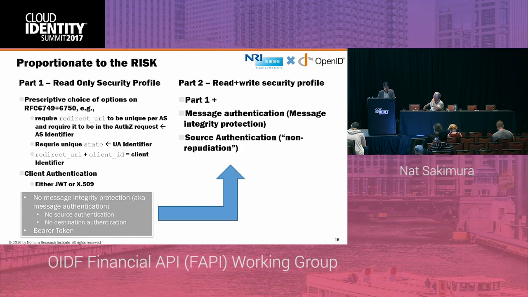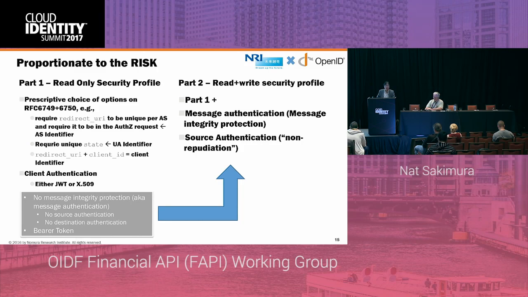And in part 1, the read-only security profile, we have set up the prescriptive choice of options on RFC 6749 and 6750. For example, require the redirect URI to be unique per AS, per authorization server, and require it to be in the authorization request. Now, what does it mean?